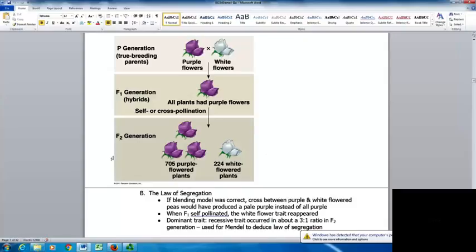The dominant versus recessive trait occurred in about a 3-to-1 ratio in the F2 generation. And Mendel used this information to deduce the law of segregation. The dominant trait is going to be the one that is expressed or seen if it is present. The recessive trait will only be seen in the individual if they have two copies of the same recessive allele.